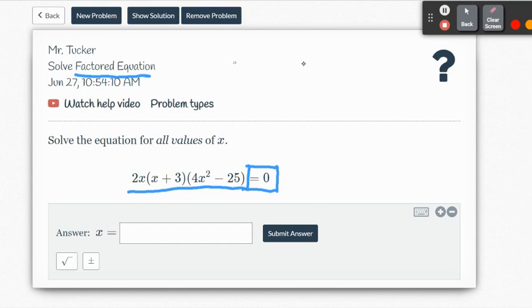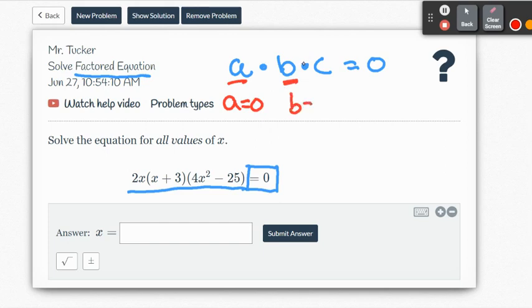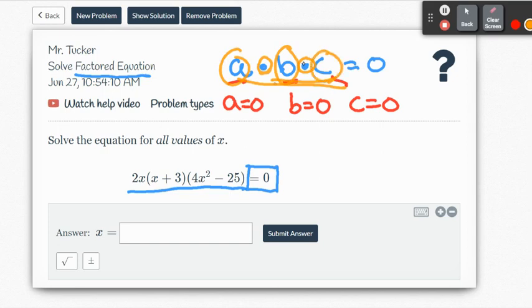The zero product property says that any product, when set equal to zero, requires that either A is zero, or B is zero, or C is zero. And so what we do is identify where these things are broken up with multiplication. Because if A is zero, the whole statement is zero. If B is zero, the whole statement would be zero. If C is zero, because we know that multiplication by zero causes it to be zero.